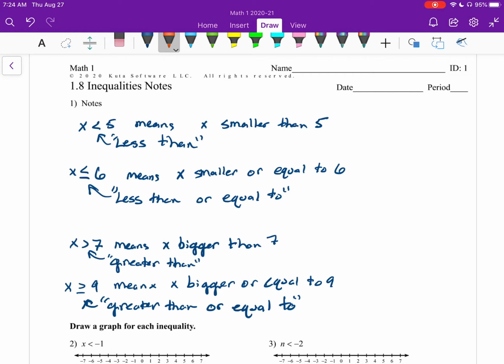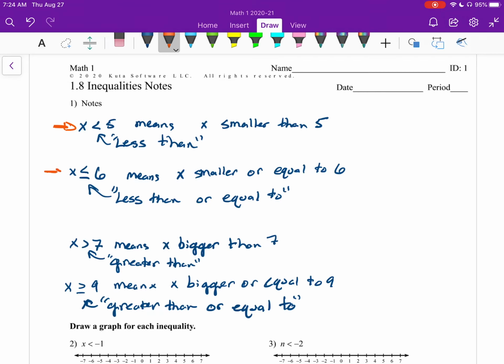So if we have written x is less than 5, talking about this spot right there, x is less than 5, you read that as less than, that's what I have written there. And that means that x is smaller than 5, right? Less than, smaller than, kind of the same idea.